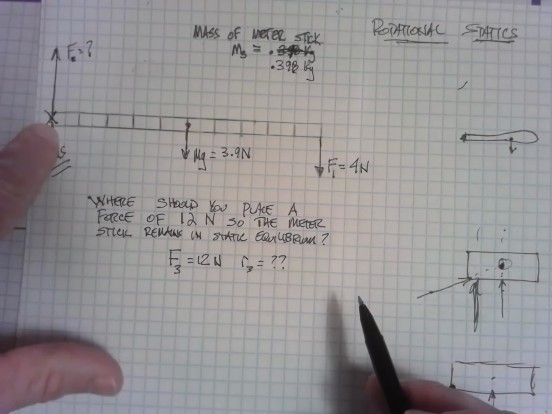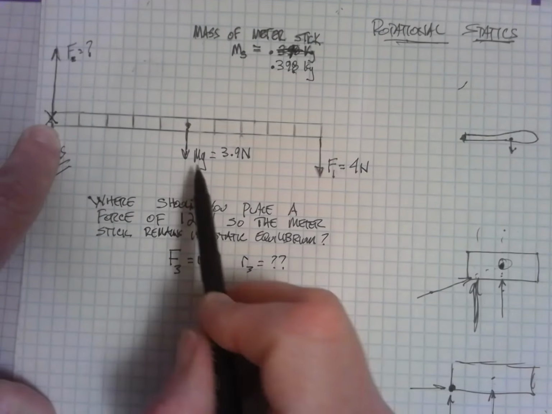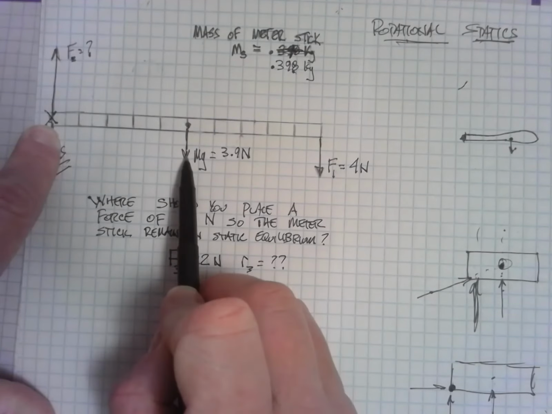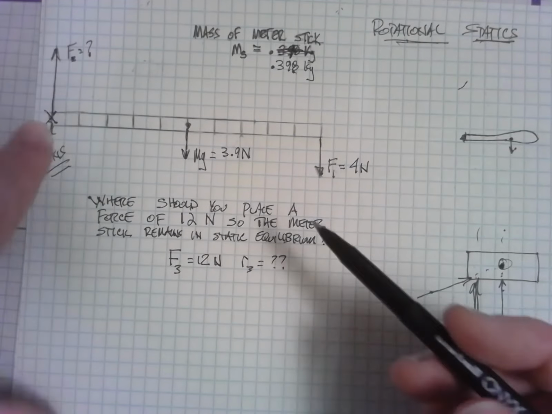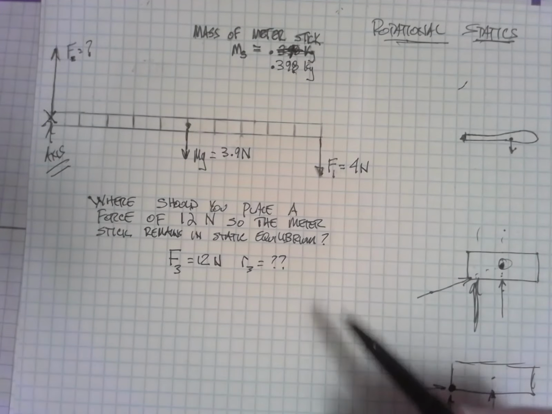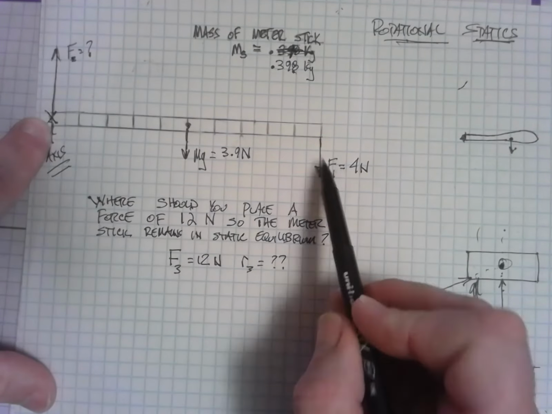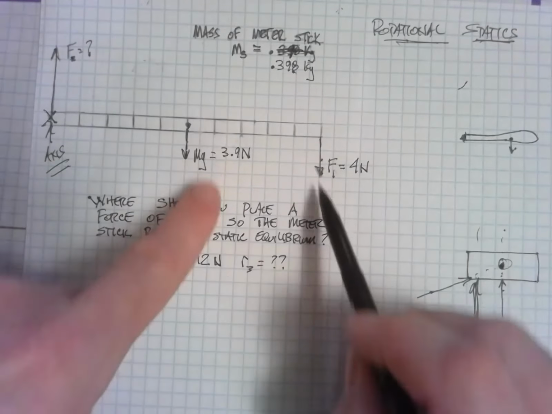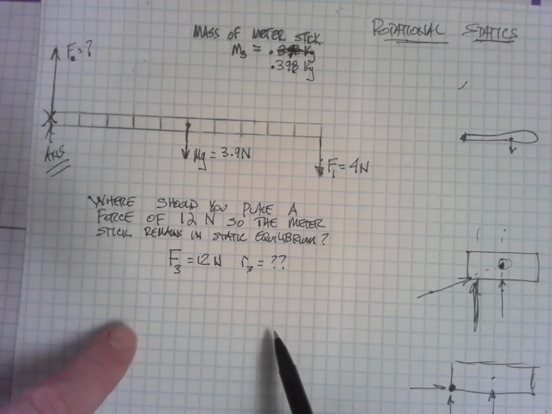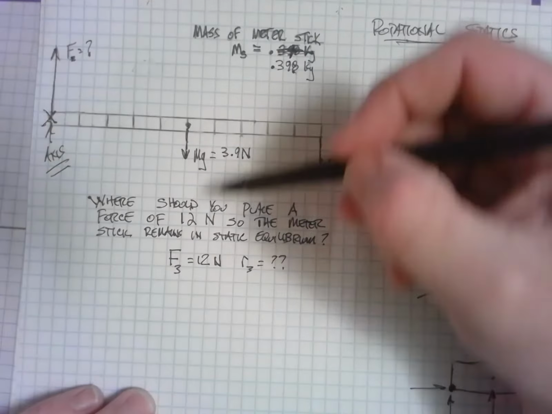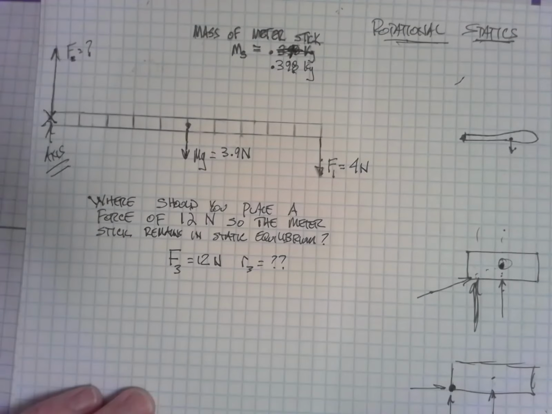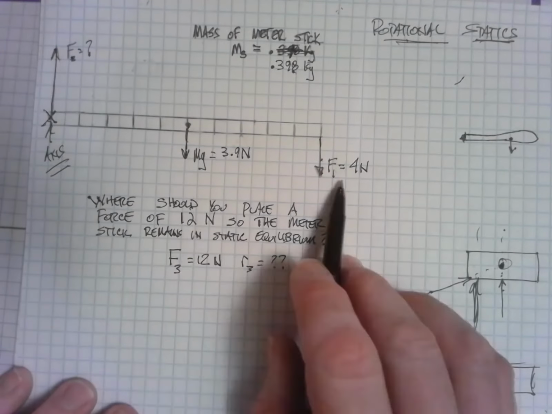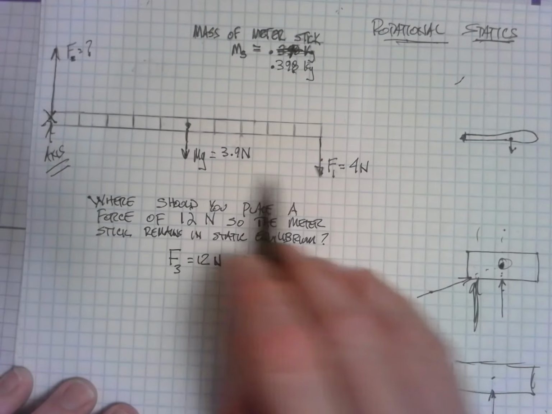So if this is my axis, I need to know the torque by this and the torque by this so that I can figure out what torque I need. Because if that's my axis, both of these are trying to rotate it this way, clockwise. So I'm almost guaranteeing you that my 12 Newton force has to be up to counteract that. So let's figure out what the current net torque is by these two.